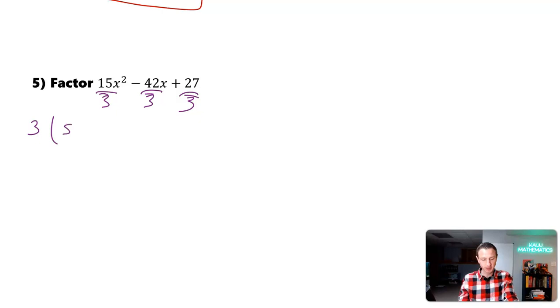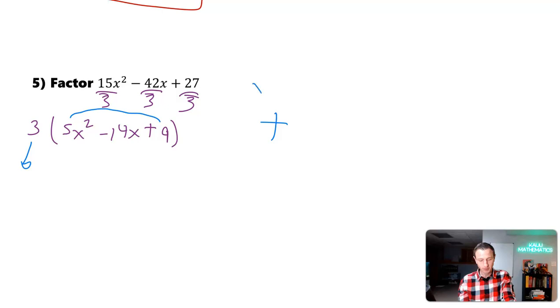15 divided by 3 is 5x squared. 42 divided by 3 is 14, so minus 14x. And then 27 divided by 3 is 9. So now the GCF is factored out. Now using the AC method or guess and check if you wanted to, this wouldn't be the worst problem, but just don't forget about this GCF that you factor out as you go through the process.